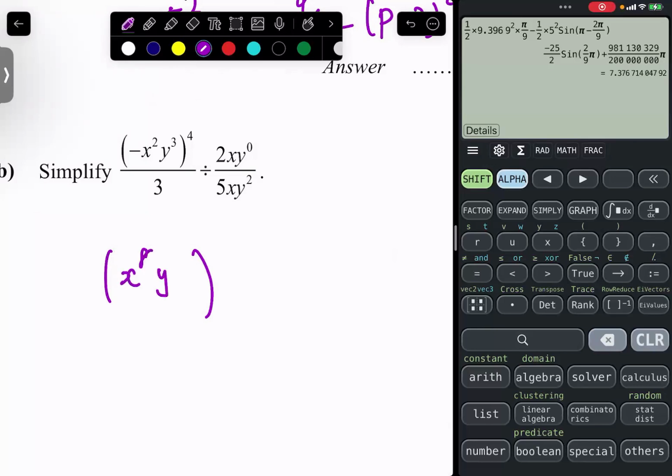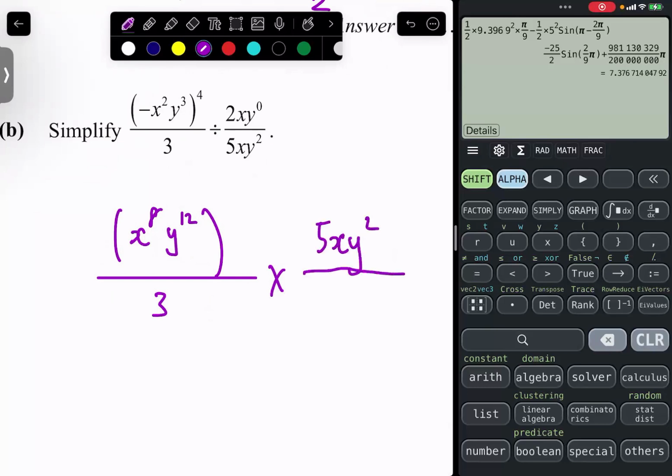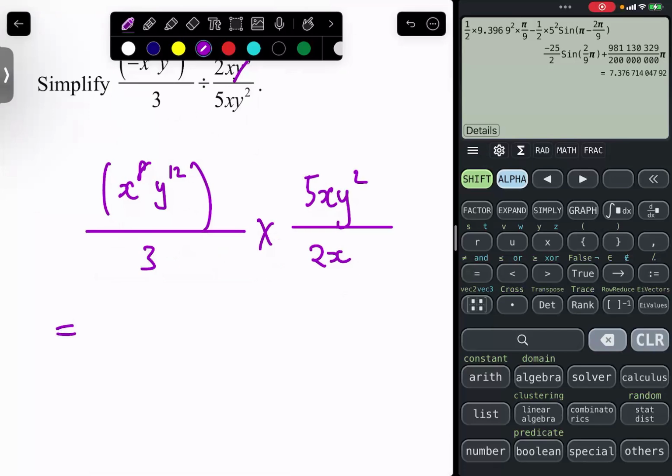So I'll get x^8, y^12, power multiplied by power, over 3. So try to understand why the negative is gone. Multiplied by, keep change flip, over 5xy squared over 2xy^0. y^0 is 1, so this is not important, so it will be cancelled off. Then if you look at the numbers, nothing can be cancelled, so we'll have 5 over 6. So numbers dealt with. x and x cancel off, right? So we're left with x^8, y^14. That will be 9.